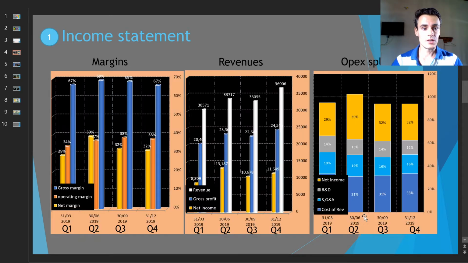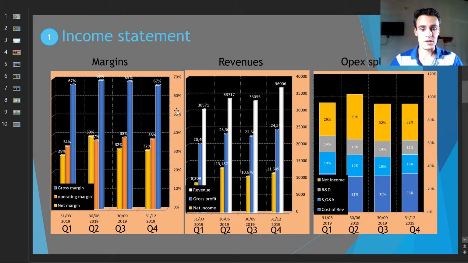Okay, now let's jump directly into the income statement. I like to present this via different graphs, just to have an idea of how, over the last 4 quarters, the margins and OPEX splits have been evolving. As you can see on the first graph, the blue items are the gross margins, and they've been very stable at 67% over the last 4 quarters. You can see also that the net income has been fluctuating between 29 and 30, let's say 39%, which is a very healthy net income margin.